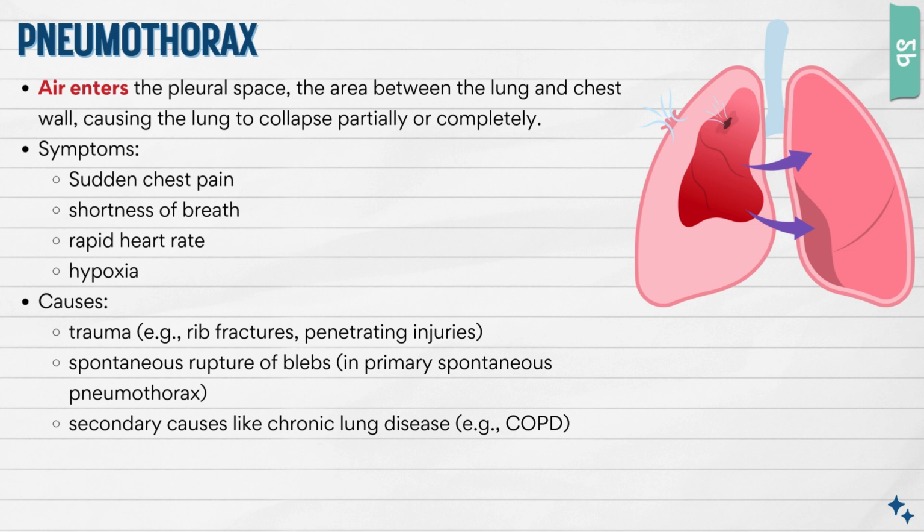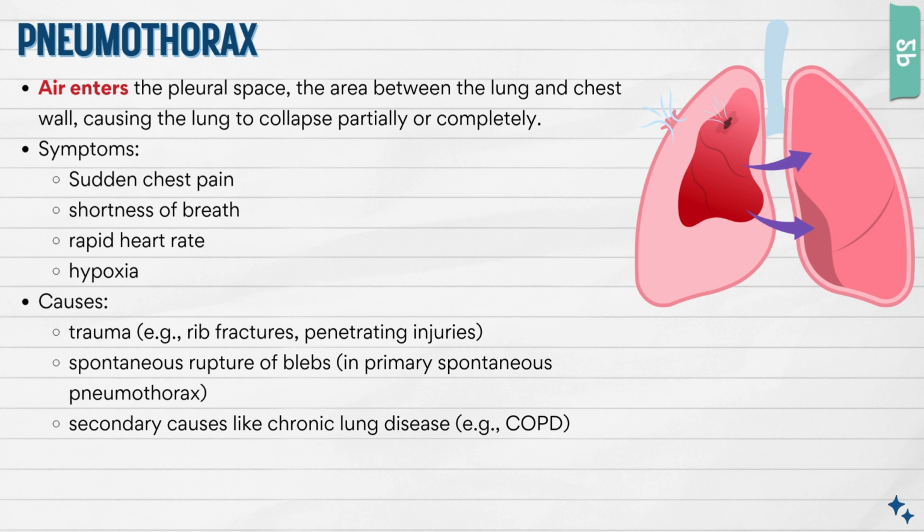Now, pneumothorax can be caused by different things, okay? The most common one is trauma, but we'll get into those in a minute. In general, a pneumothorax is air in that pleural space, the area between the lung and the chest wall, and it causes that area of the lung to not be able to expand, so it partially or completely collapses, okay?